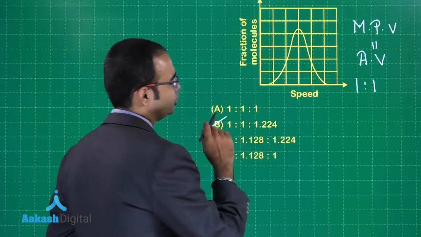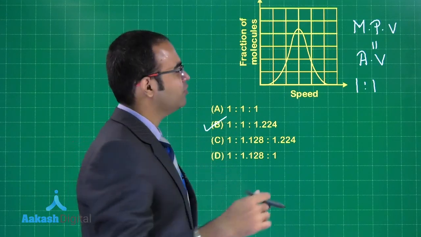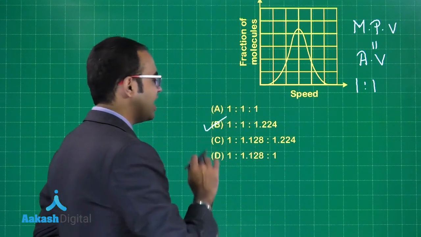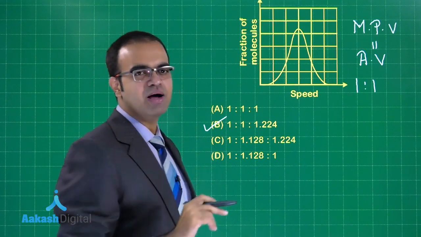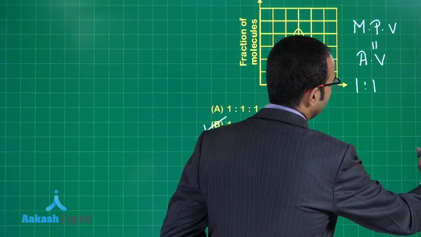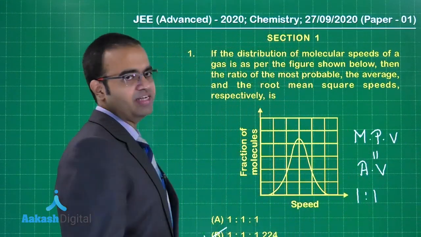Okay, is this understood? The only tricky part over here is most of you will take the formulas and solve it. That will give you the answer as option C. But that will give you a negative marking over here, guys. So be careful. Just solve it by looking at the graph, guys. Okay, let us move on to the next question.